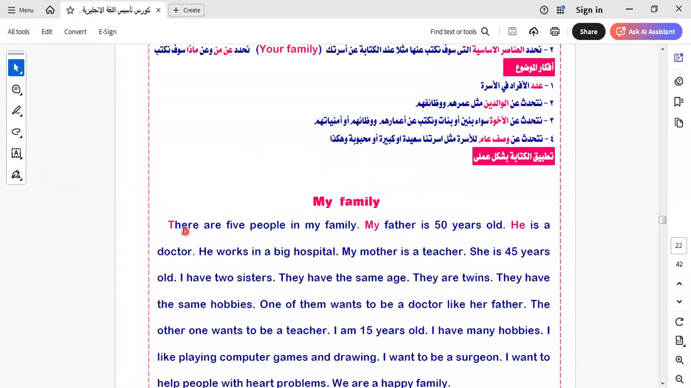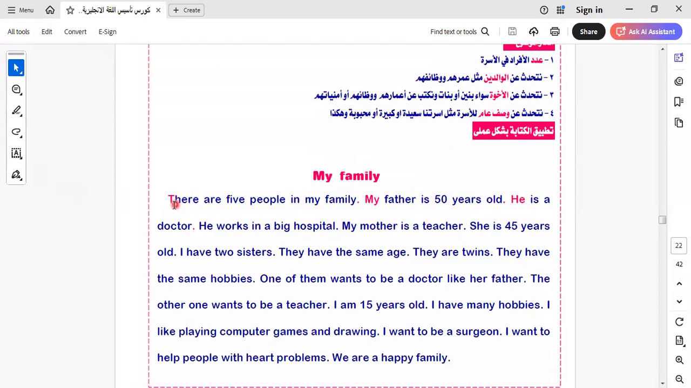My family. There are 5 people in my family. My father is 50 years old. He is... Here we write the capital letter in a different color because we must write a capital letter at the beginning of the sentence, since some of you can forget this and write a small letter. So here we have the capital letter in a different color to show the start of the sentence. It must be written with a capital letter.